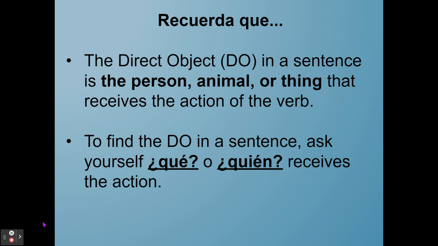It's important to remember, recuerda que, the direct object in a sentence, once again, is the person, animal, or thing that receives the action of the verb. And to find the direct object in an original sentence, you want to ask yourself qué, which is what, or quién, which is who receives the action. So once again, qué is what, quién, who receives the action.